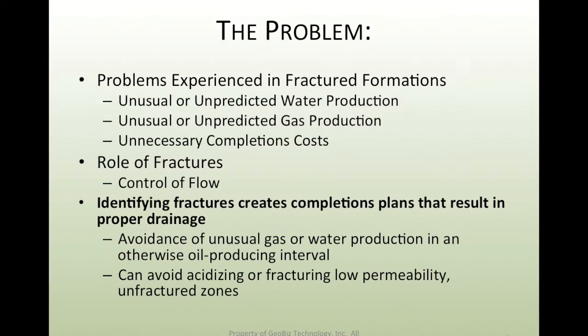And so by identifying the natural fracture patterns, whether we want to avoid them or exploit them, we can create a completions plan that results in proper drainage. We can avoid the unusual gas and water production in an otherwise oil-producing interval, and we can avoid the acidizing or fracturing of low permeability unfractured zones, thereby hopefully cutting down that 30%.